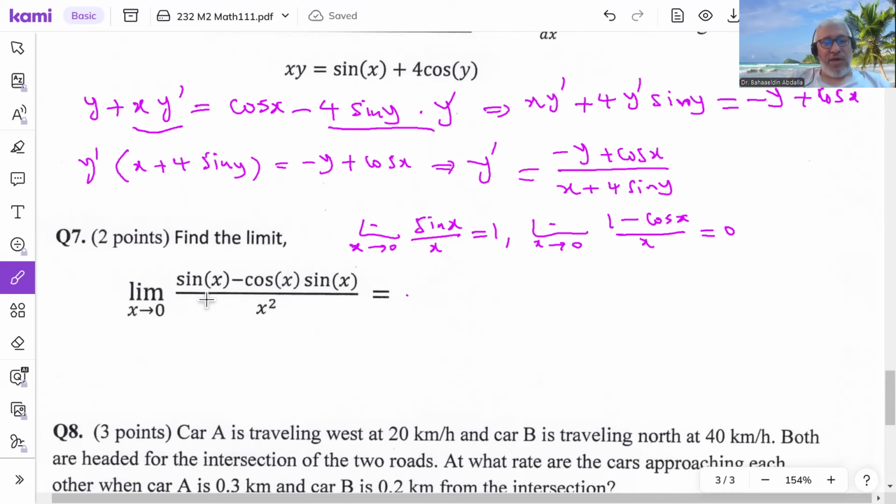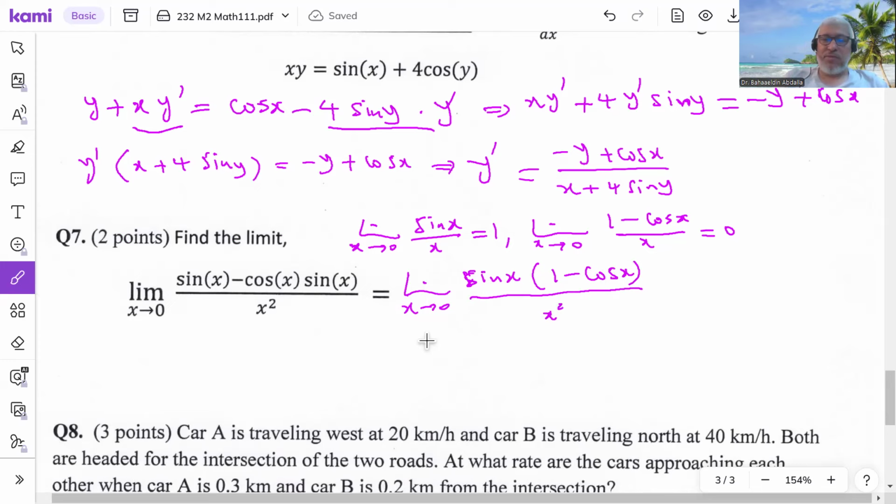So here, what do I have? I have sine x minus cosine x times sine x over x squared. If you replace x by 0, you will get 0 minus 0 over 0, so 0 over 0. You need formulas. There is no multiplying by conjugate or factoring here, but notice that I have sine x here and I have cosine x times sine x here. So what if I take sine x as a common factor? I'll have 1 minus cosine x over x squared.